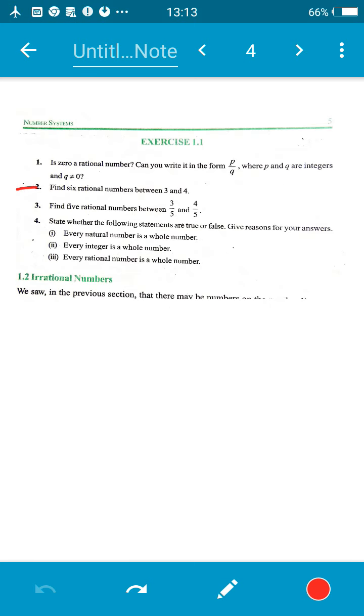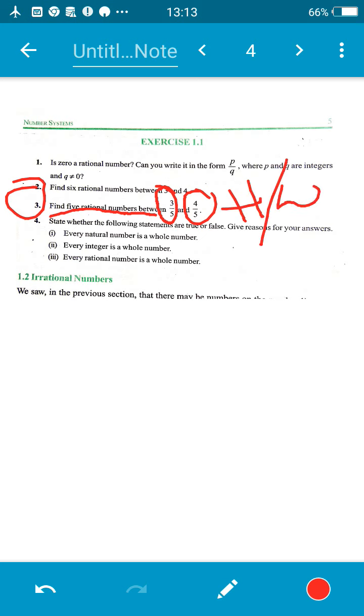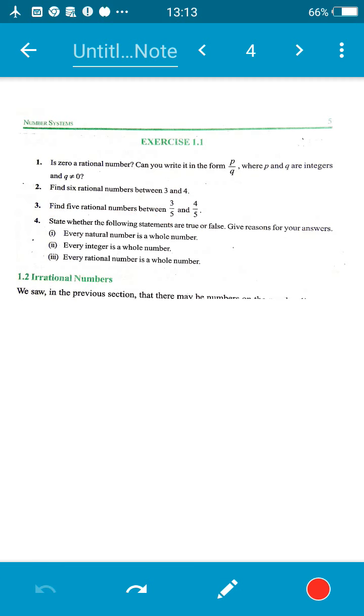Okay students, then you come to the next maths, that is question number 3. Find 5 rational numbers between 3 by 5 and 4 by 5. Students, I am giving this one as homework to do at home by yourself, and you show me. And the next maths, that is question number 4. State whether the following sentences are true or false. Give reasons for your answers.